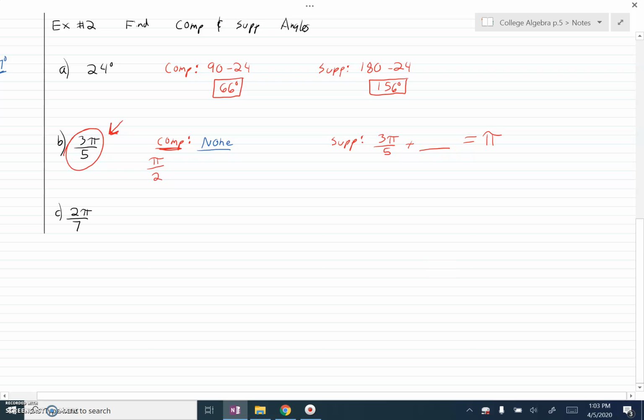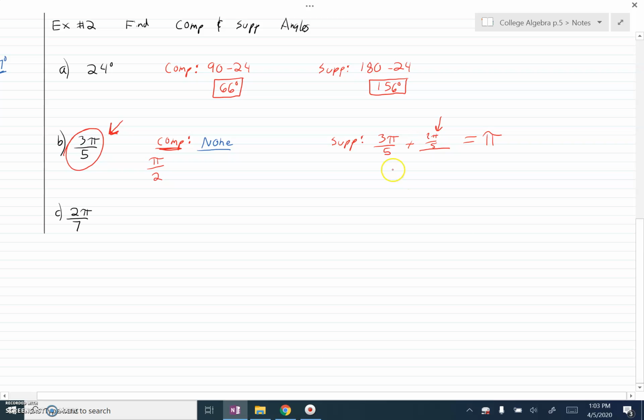Think about it in terms of fifths, because we're doing fifths here, so 3 pi over 5. So if you look at it, what would I have to add? Well, I have to add 2 pi over 5, because 2 pi over 5 plus 3 pi over 5 equals pi, because it'd be 5 pi over 5.